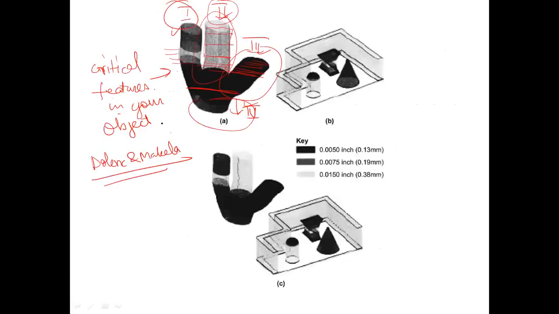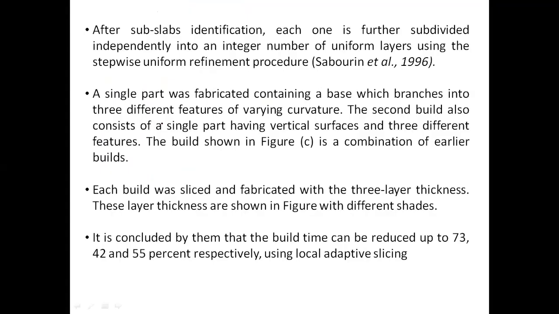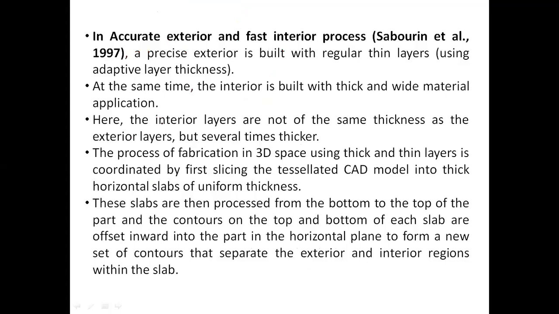As a result, this concept was, although very effective in most of the cases, still it did not solve the problem of mechanical inaccuracies. Then Soburin came up with another model in 1997, and this model was actually not based on geometrical tolerance, but it was based on more saving the build time. So he basically gave this idea of saving build time.